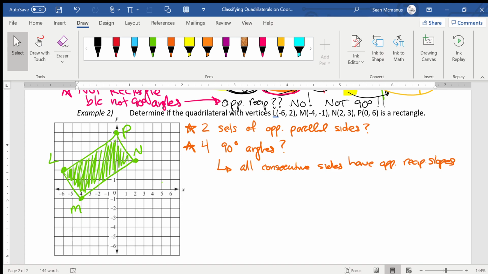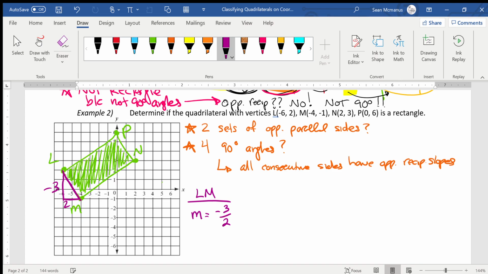So let's draw in our triangles. So let's go with our little slope triangles here. So we have LM, the slope from L to M. So this side right here in purple, right? To go from L to M, I have to go down 1, 2, 3, and to the right 2. So down 3, right 2. So my slope is -3 over 2.